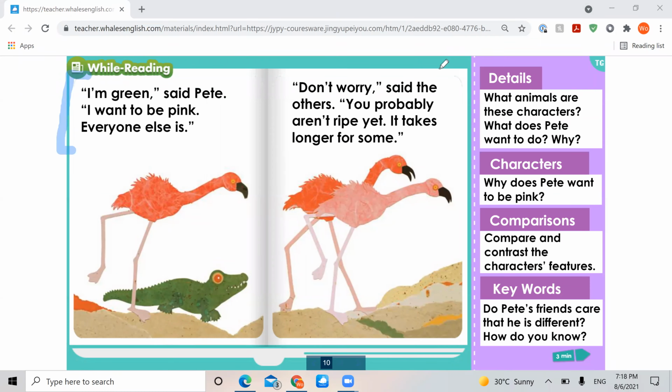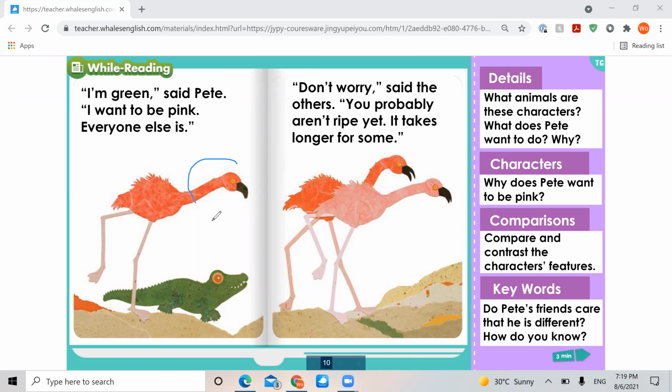Let's read the first page together. I'm green, said Pete. I want to be pink. Everyone else is. Don't worry, said the others. You probably aren't ripe yet. It takes longer for some. Your turn. You read beautifully. Keep it up.